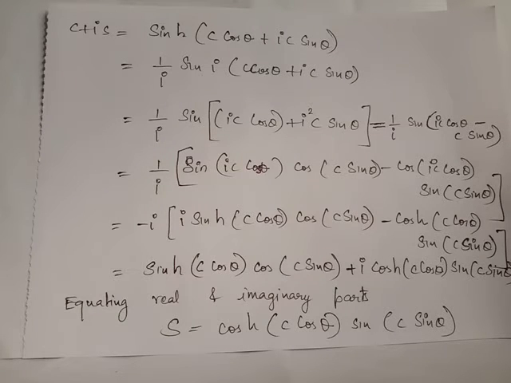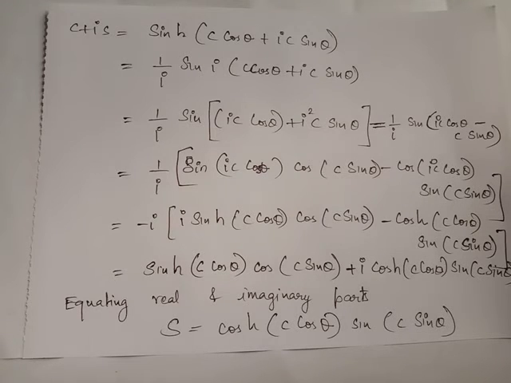We replace i square by minus 1 and we have the RHS 1 by i sin(i c cos theta minus c sin theta). This function of sine is of the format sin(A minus B), for which we can use the trigonometric identity sin(A minus B) equals sin A cos B minus cos A sin B, where A equals i c cos theta and B equals c sin theta. Applying the trigonometric identity, we obtain the RHS 1 by i [sin(i c cos theta) cos(c sin theta) minus cos(i c cos theta) sin(c sin theta)].